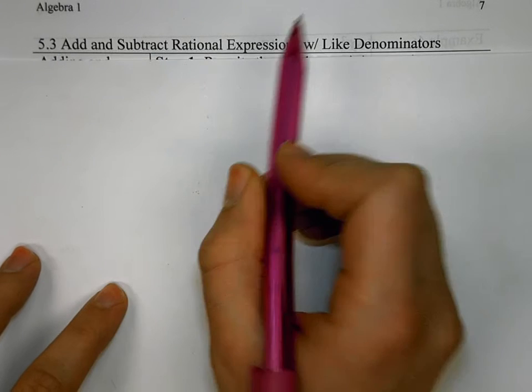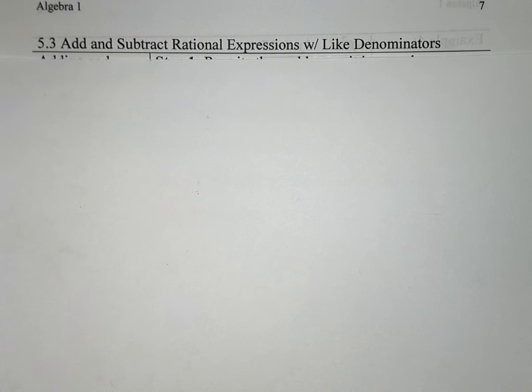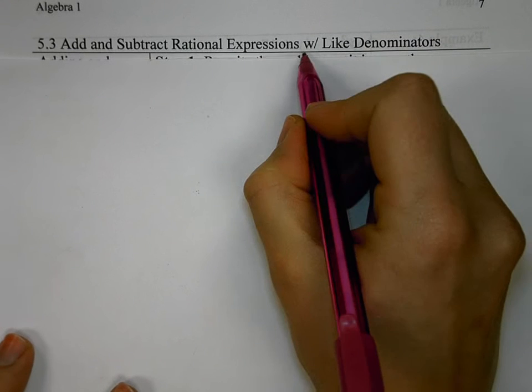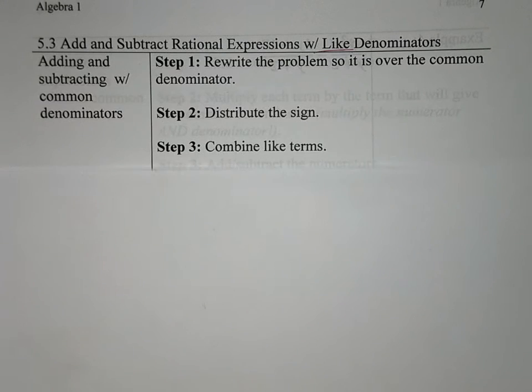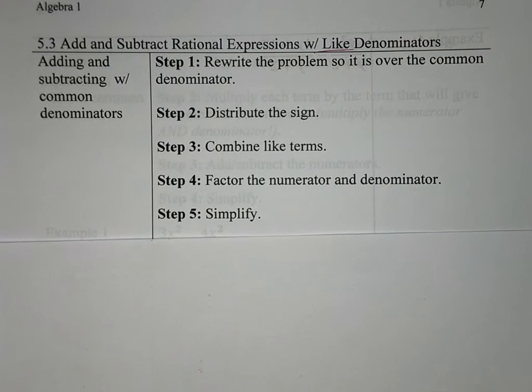We are adding and subtracting rational expressions, so we already multiplied and divided. Today we're adding and subtracting, but only with like denominators, so we're not worrying about unlike denominators today. That's for Friday. So today we're just doing common denominators. They already have them, okay? So we have a couple steps, and then the rest is examples.